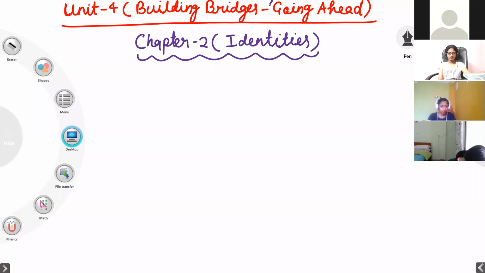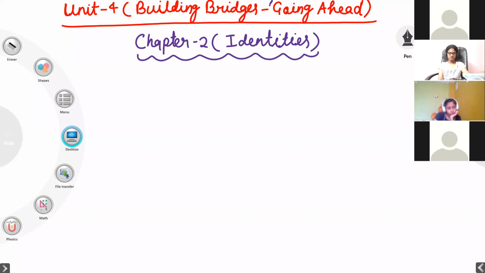Yes, today I am going to start chapter 2, Identities. In this chapter, firstly we will learn about what is formula, what is equation, what is identity. After that, we will learn what is subject, how to calculate subject, then substitution method, then special products. After that, applying identities a plus b whole square, a minus b whole square.